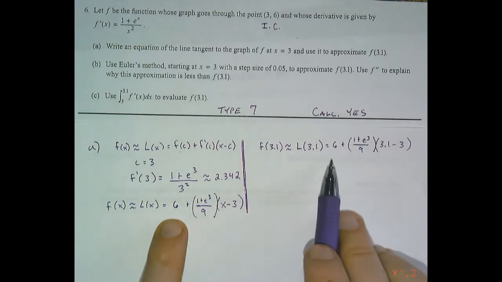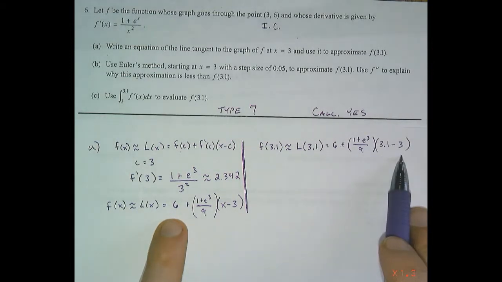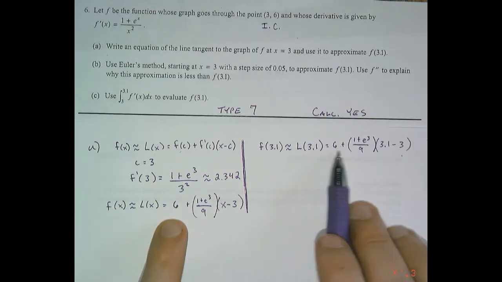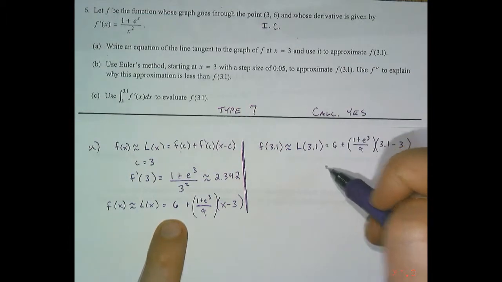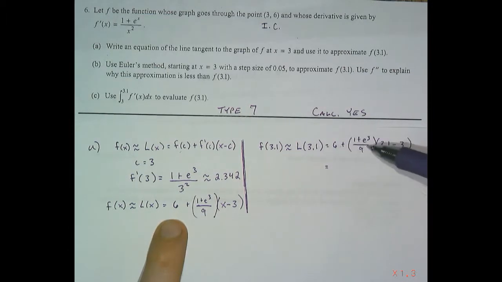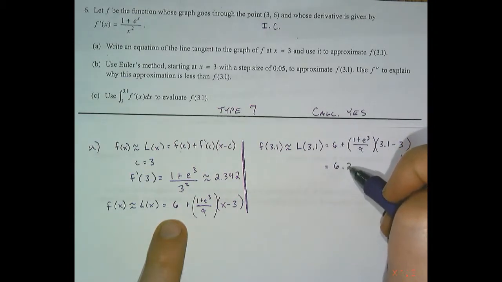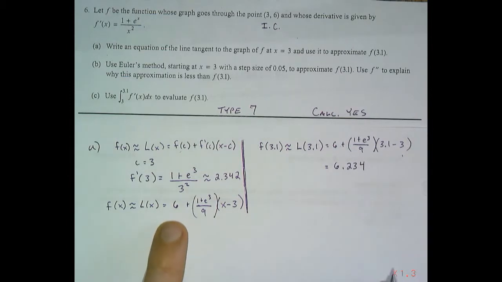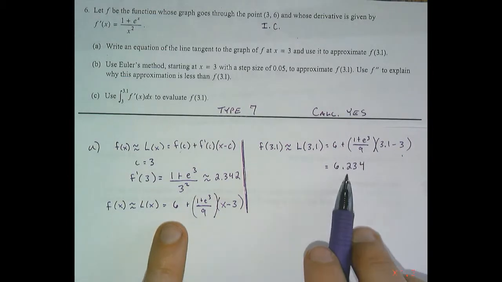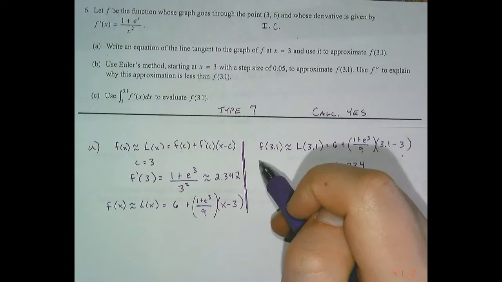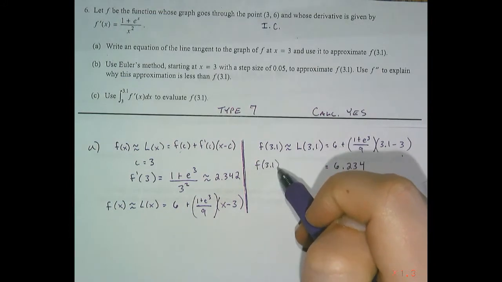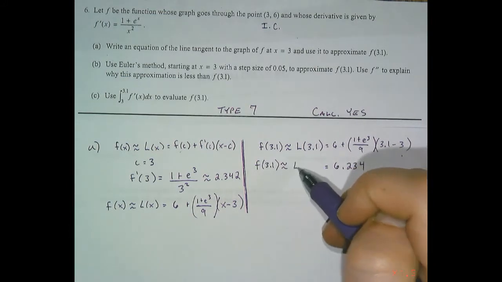Now this is a numeric answer, and it is sufficient to earn you credit on the problem. Of course, some people like to simplify their answers, and if we were to do this quotient and multiply it by 0.1 and add to 6, we'd arrive at 6.234. So f of 3.1 is approximately 6.234. Now remember that it's not exactly equal to that. That's an approximation.